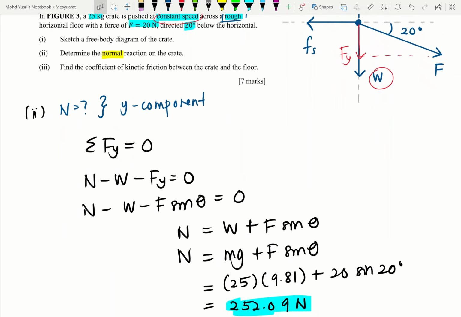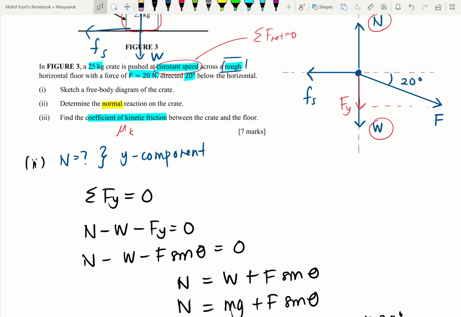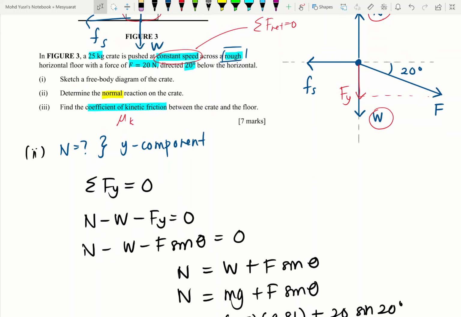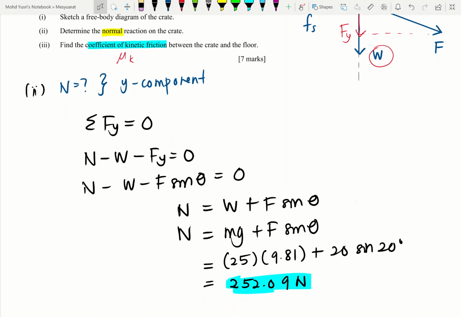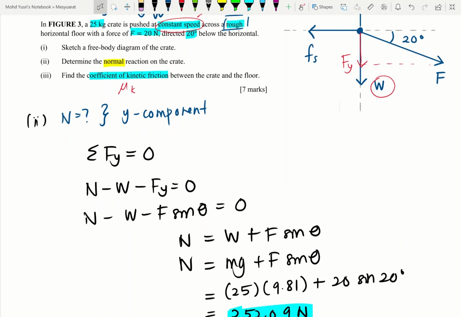Find the coefficient of kinetic friction between the crate and the floor. Now, kita faham soalan. Soalan nak coefficient of kinetic friction. Okay, so coefficient of kinetic friction adalah mu K. Now, kita sangat pelik sekali. Oh yeah. Kerana objek ini bergerak. Okay, so bila objek bergerak, maka kita panggil kinetic friction. Okay, so saya yang salah faham. So, find the coefficient of kinetic friction mu K between the crate and the floor.